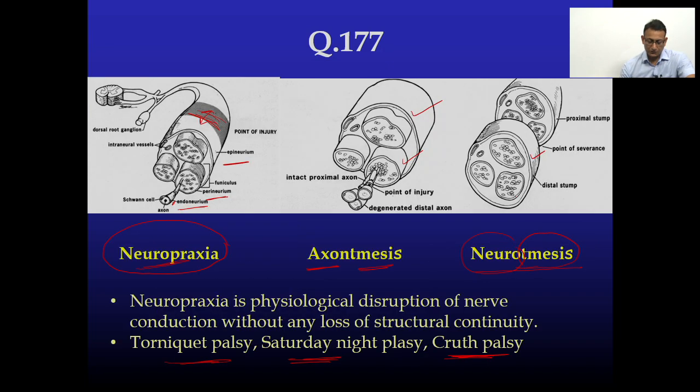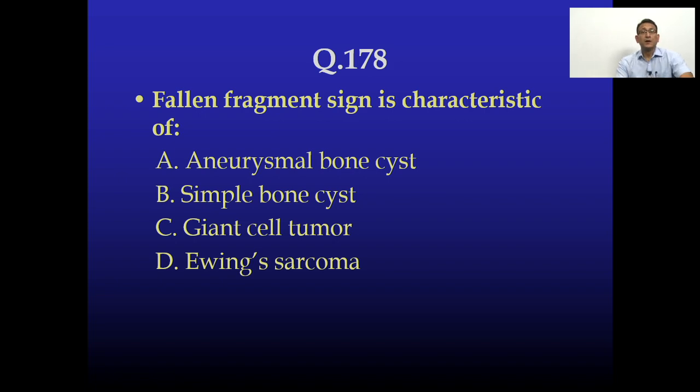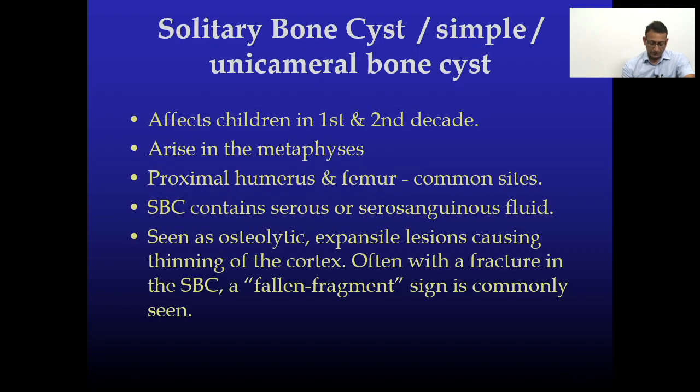Okay. Now question number 178, fallen fragment sign is characteristic of ABC, aneurysmal bone cyst, SBC, simple bone cyst, giant cell tumor and Ewing sarcoma. Now fallen fragment sign is seen in simple bone cyst. Okay, and what do I mean by that? Let us have a look.